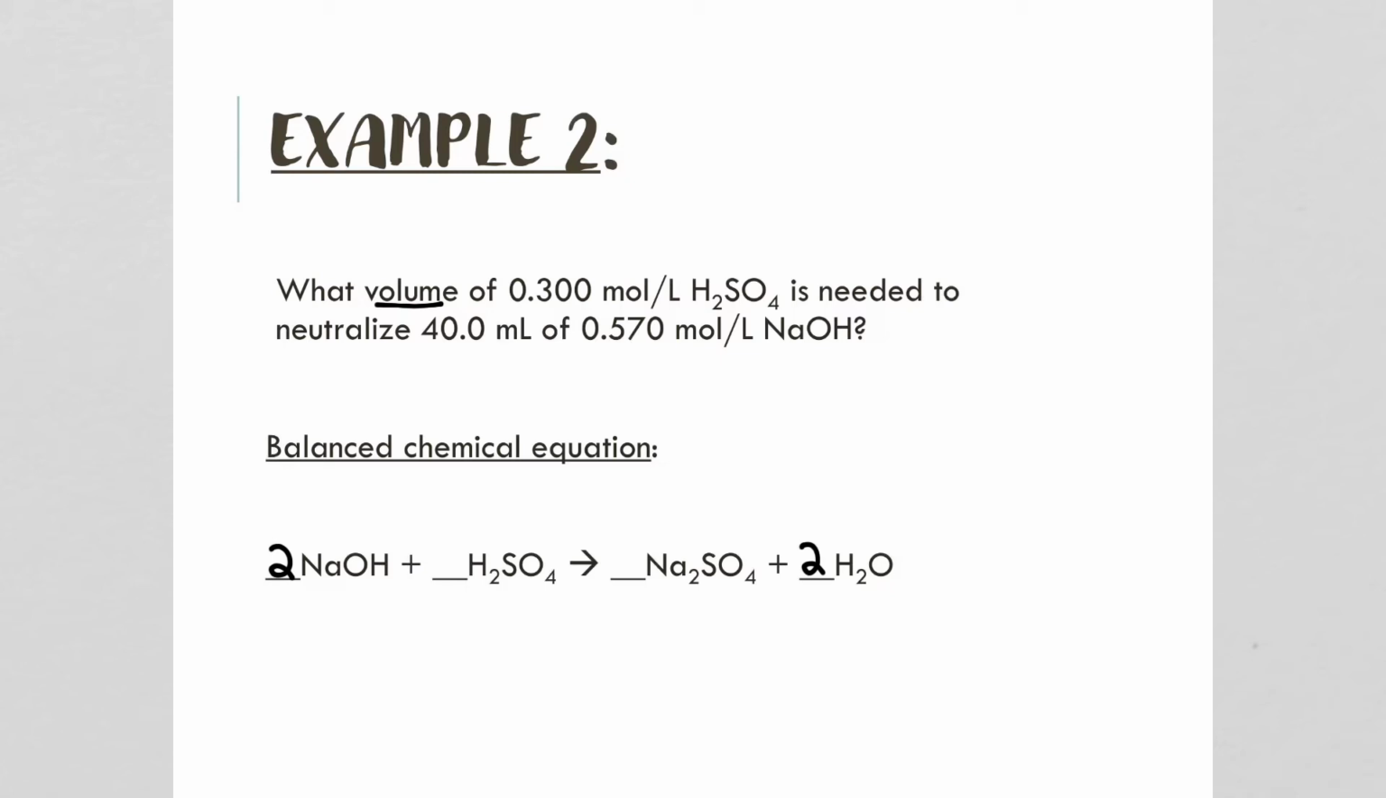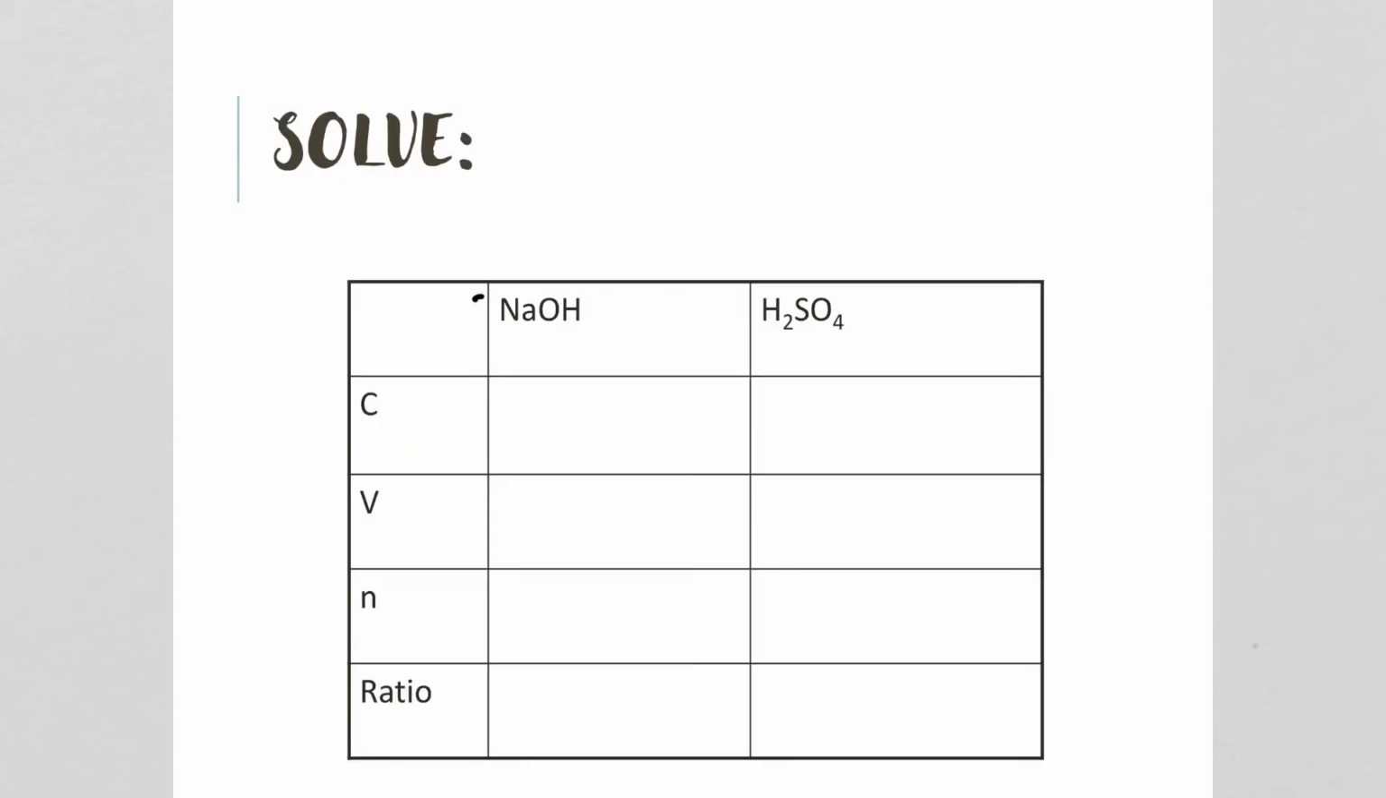So now we have 4 hydrogens, 2 sodiums, 1 sulfate, 1 sulfate. So remember, I'm just going to put the coefficient 2 there so we remember to deal with that. So we have 0.57 moles per liter and 0.30 moles per liter. And we have 40 milliliters, which is equal to 0.040 liters. So we'll find our moles.